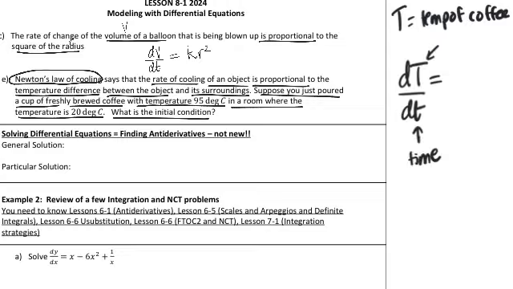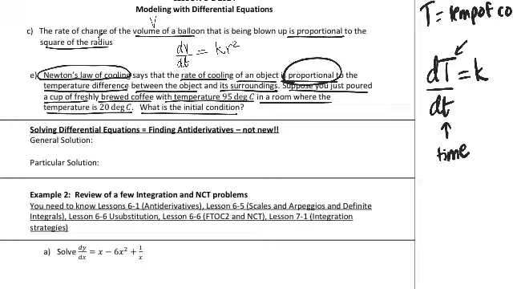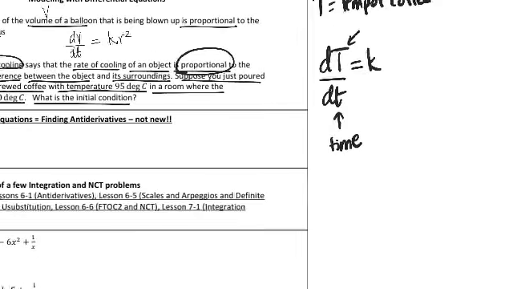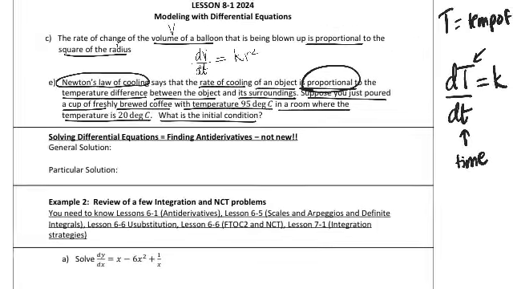is going to be proportional, put my K in, to the temperature difference between the object and its surroundings. So the surroundings in this case are the room, and the room is at 95 degrees. No, sorry, the room is at 20. Yeah, that would be bad. If the room was at 95 degrees, it'd be really hot. The room is at 20 degrees.